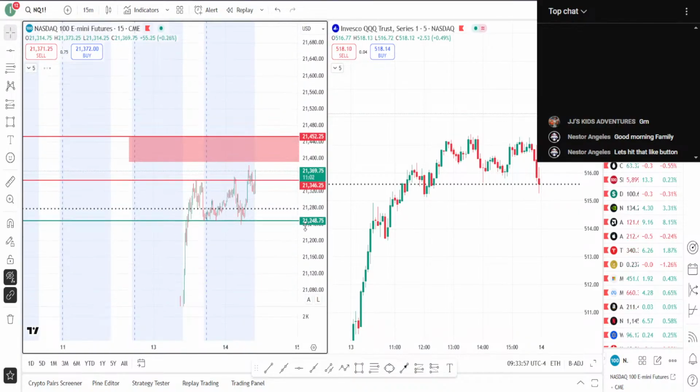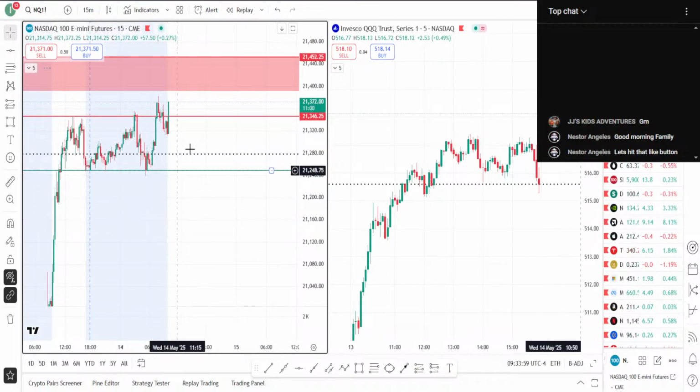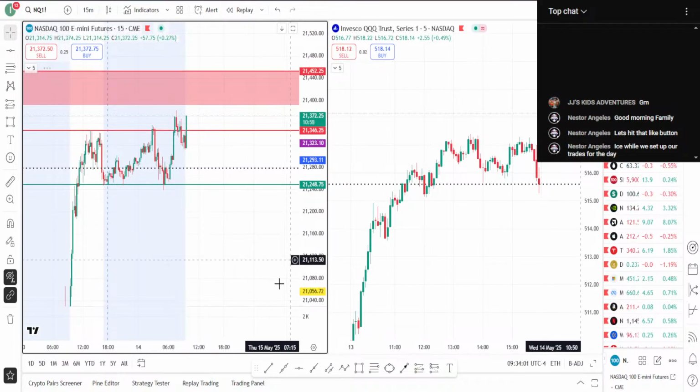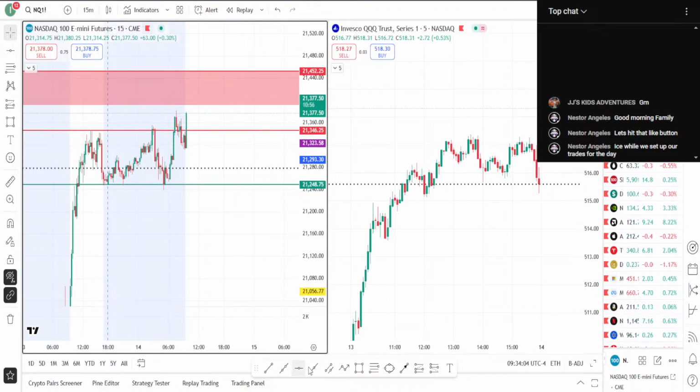So far so good. Let's check out the 15-minute time frame. And it looks like we have some kind of a trend line here. All right, so we're set up for trades for the day.